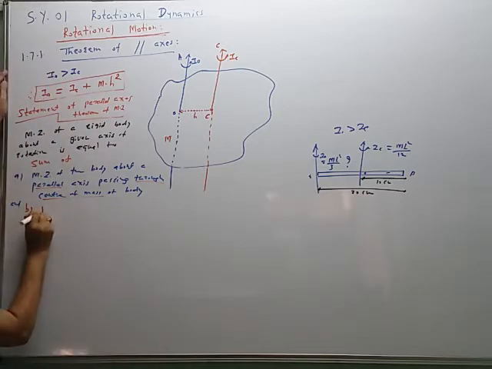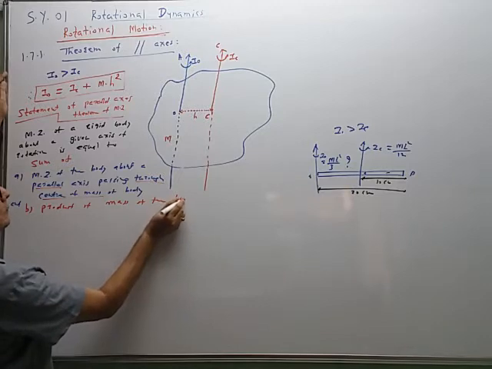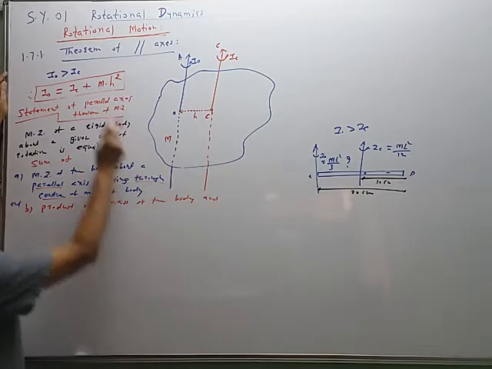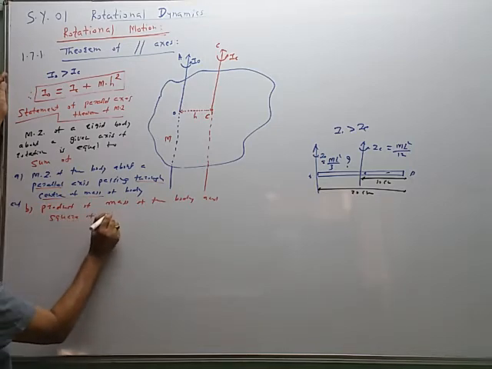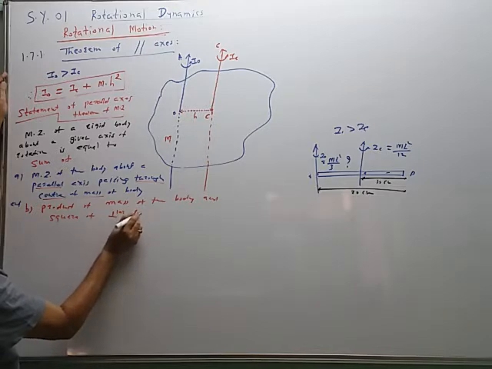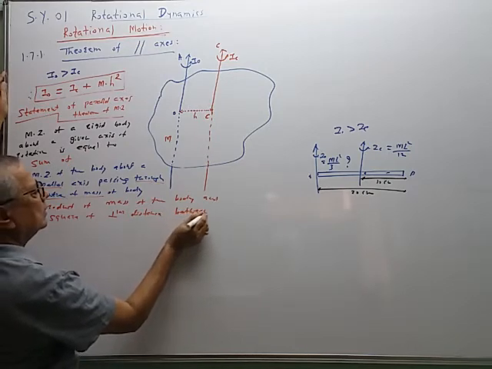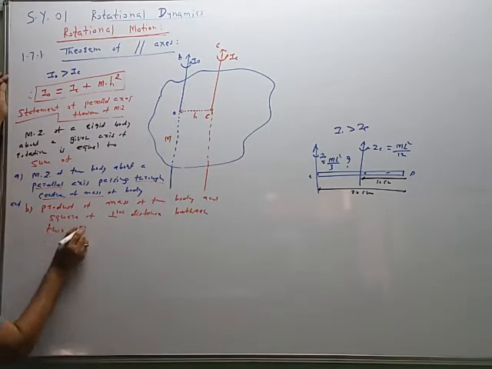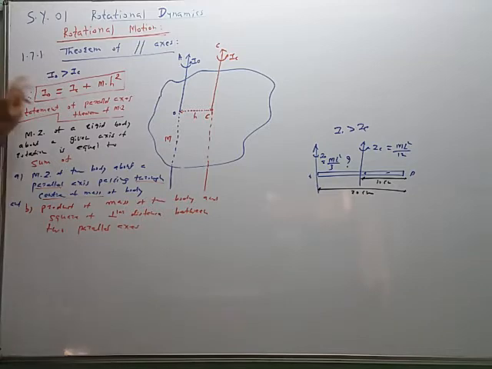Second part, B, the product of the mass of the body and h square, the square of the perpendicular distance h between two parallel axes. So the first term is A, the second term is B. So I of A is equal to A plus B, like this. So this is the statement.